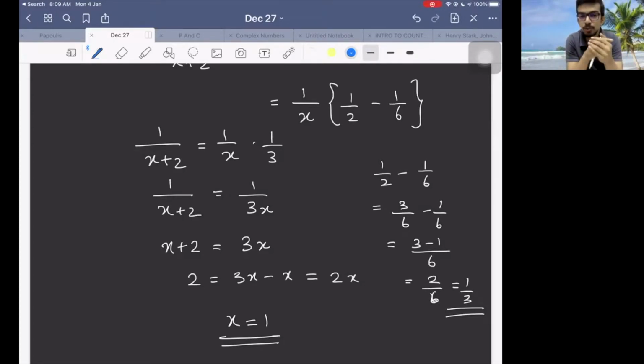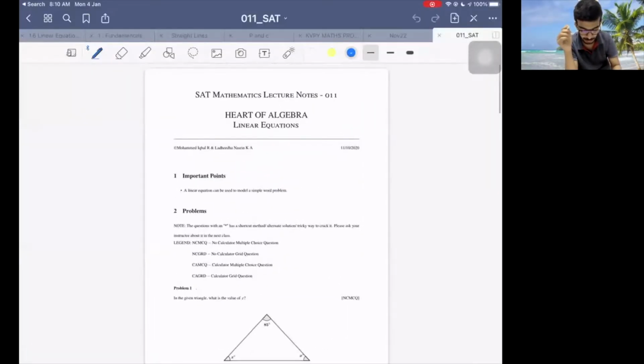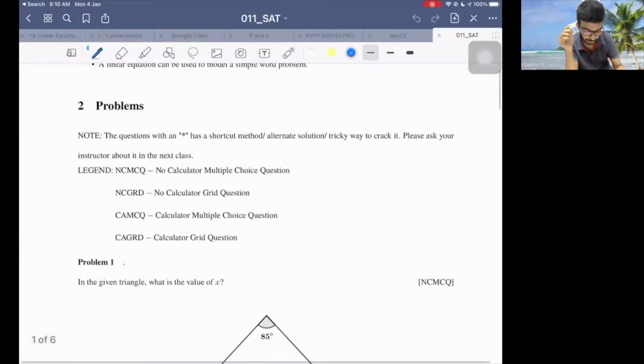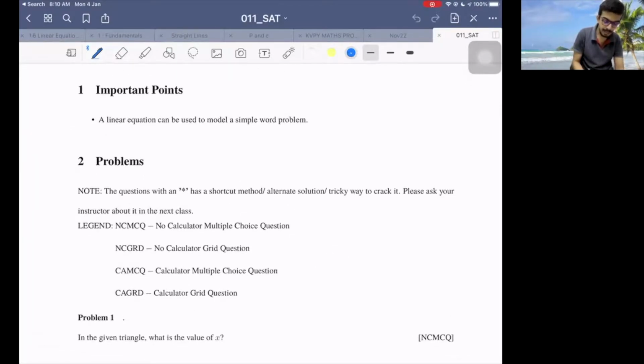Now we are moving on to word problems. So instead of a mathematical statement, a statement in English will be given. So you have to actually convert it into a mathematical statement first and then solve it. Okay. So we'll start with easy problems. So this is problem sheet number 11. So the idea is very simple. A linear equation can often be used to model a real world problem.